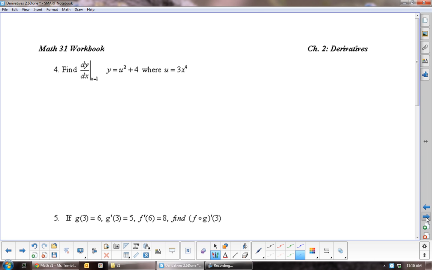Okay, so here you can see using Leibniz, that's a function within a function. The first thing is to do dy over du, which would be 2u. So I took the derivative of y with respect to u, and then du over dx equals 12x cubed. So I took the derivative of u with respect to x.